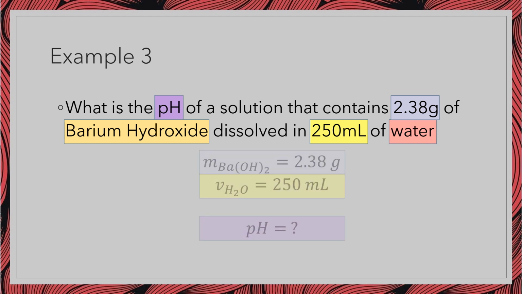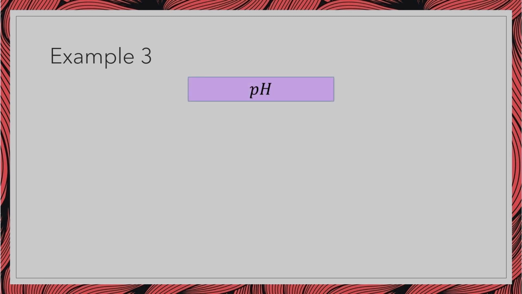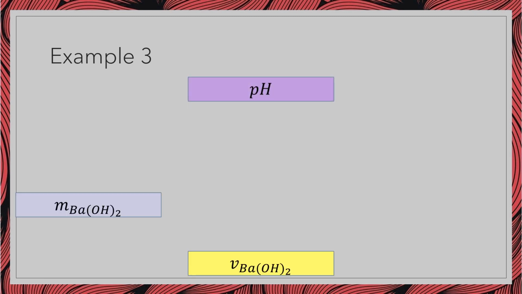We're after the pH. And so what we have is the mass of barium hydroxide, the volume of water, and we're looking for pH. So what can we do to get there? Let's have a think about it and draw a flow chart if you need to. We have mass of barium hydroxide and volume, and we want pH. For pH, we need the hydrogen ion concentration, but we don't have anything with H+. So we're not going to be able to use that method.